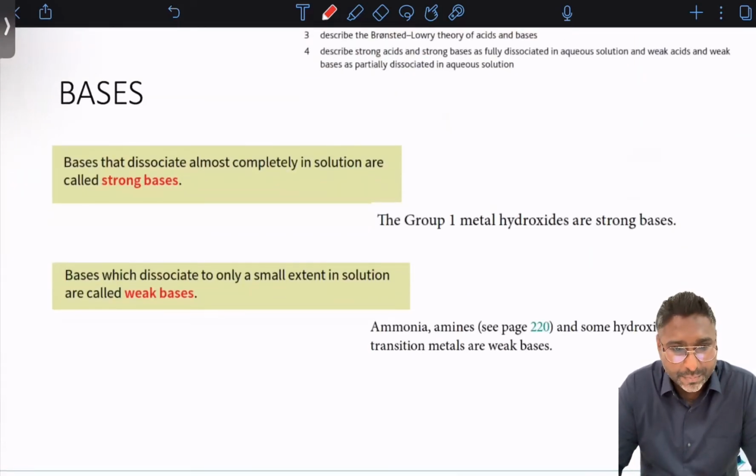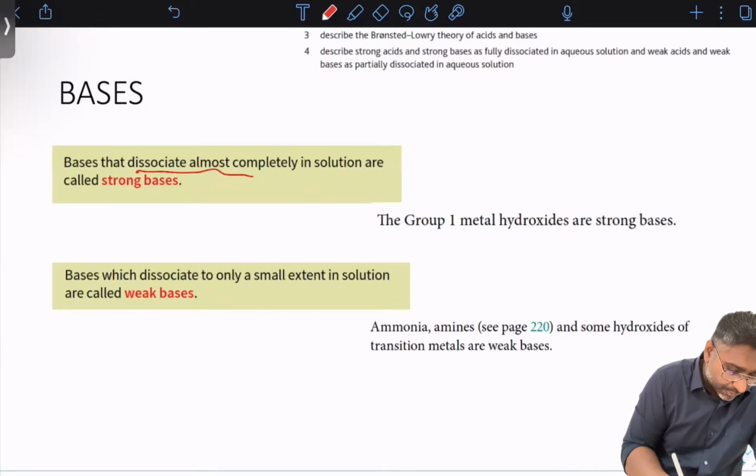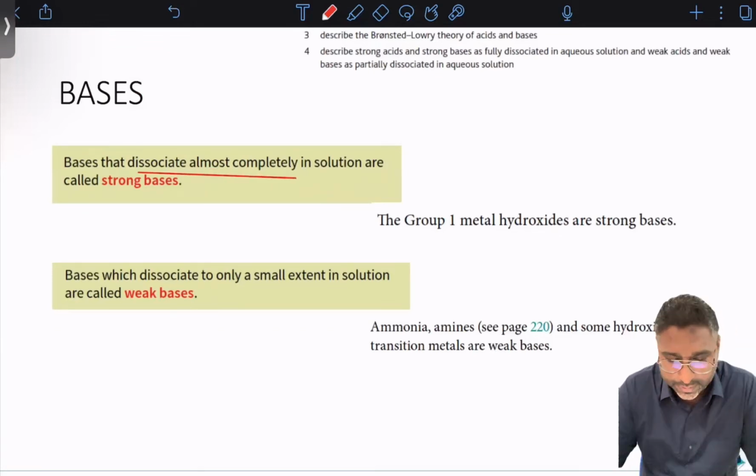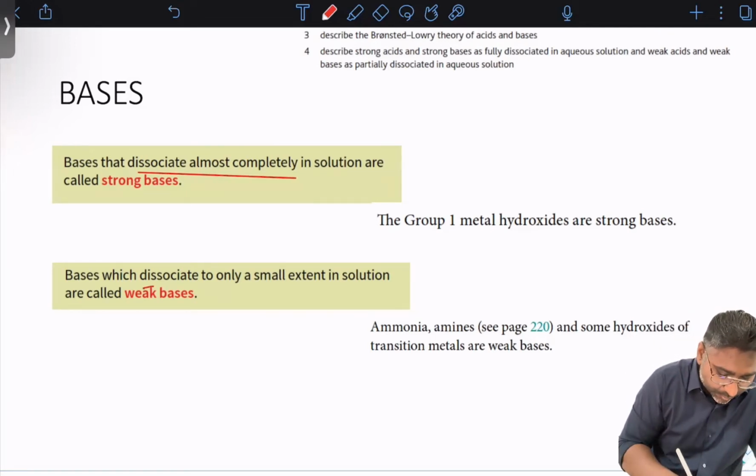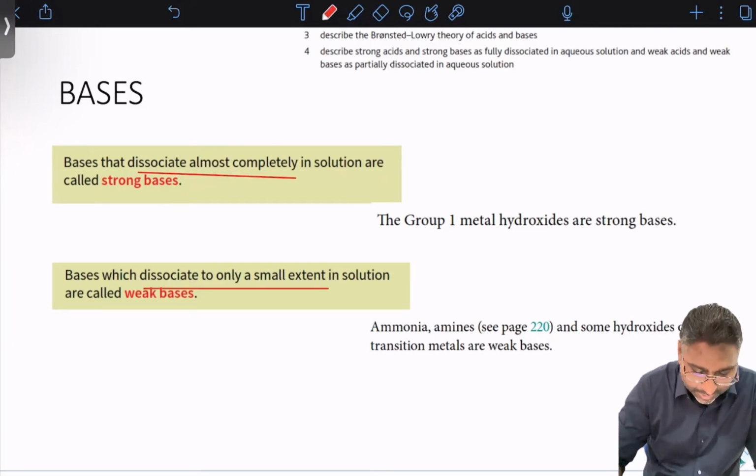When we move on over here, we are going to look into base. Earlier we looked into acids, strong acid and weak acid. So now we are going to look into strong base and weak base. Strong bases dissociate completely or almost completely in a solution. Bases that dissociate to only a small extent in a solution are called weak bases.